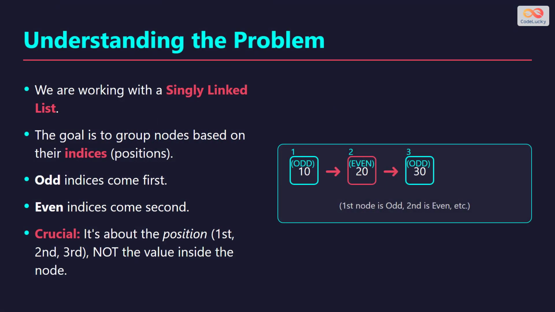First, let's clarify exactly what we need to do. We are given a singly linked list. Our task is to group all the nodes that are at odd indices together, followed by all the nodes at even indices. It is important to remember that we are talking about the node's position in the list, like first, second, third, and so on, not the actual value stored inside the node.